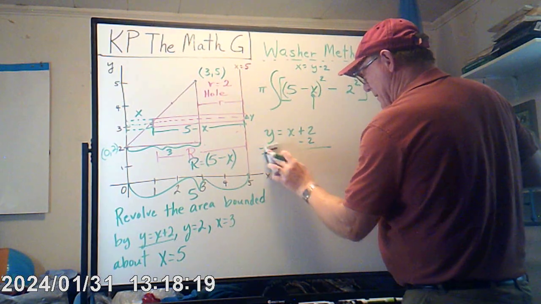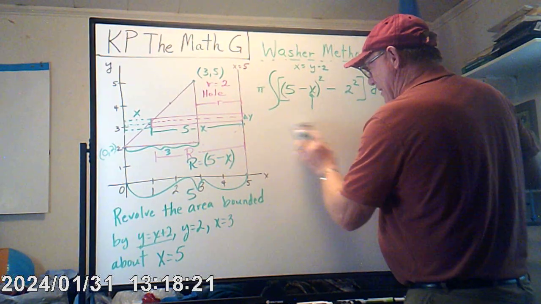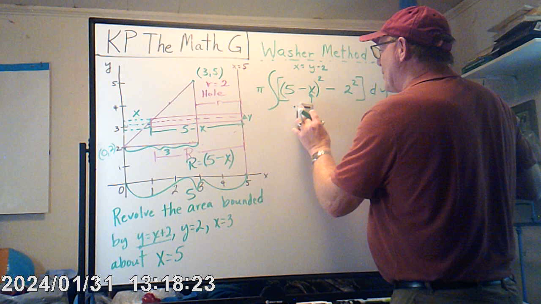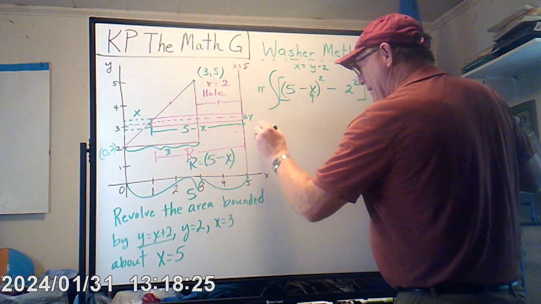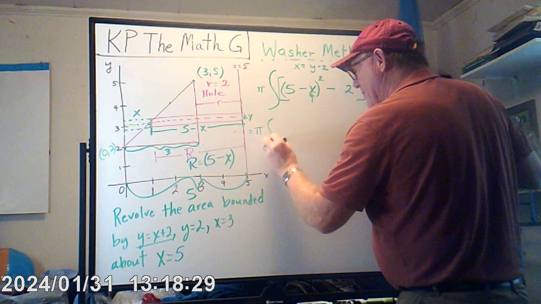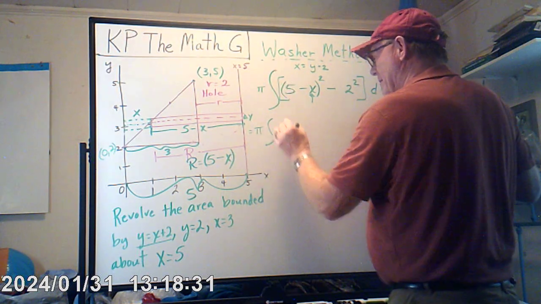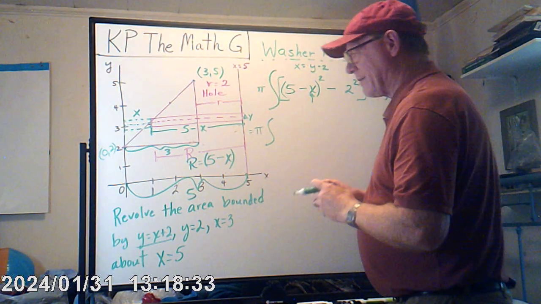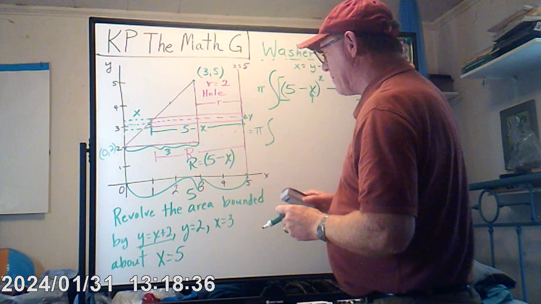Erase this. I have a feeling I'm going to need all of this board and then some. So now this equals pi times, we've got to get our integration. So let's see, where are we going from?